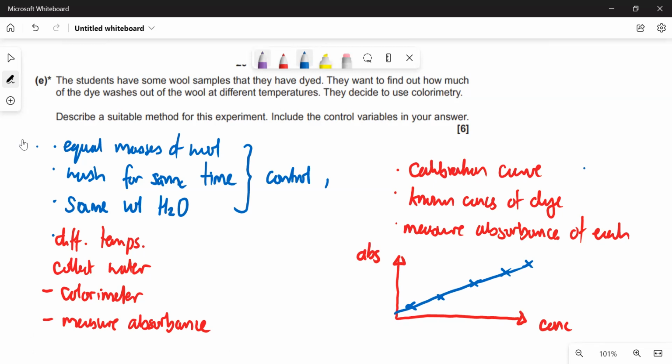And then how do you find out the concentration of the dye in the samples? Well, you measure the absorbances of these samples here. You know the absorbance there, and you interpolate the graph to find out the concentration of the dye. I think that's all you need to say for your 6 marks there.